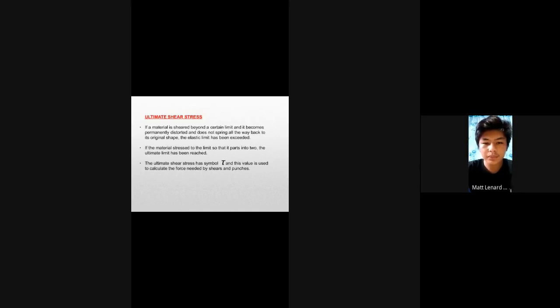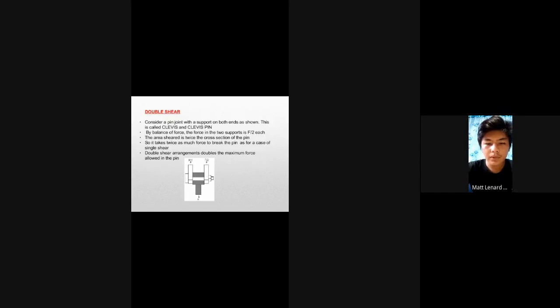Next, so we have the double shear. Double shear is considered a pin joint with the support on both ends as shown. This is called a clevis and clevis pin. By balance of force, the force in the two supports is F over 2 each. The area sheared is twice the cross section of the pin. So it takes twice as much to break the pin as for the case of single shear. Double shear arrangement doubles the maximum force allowed in the pin. So this is the double shear image. We have the clevis and the clevis pin.